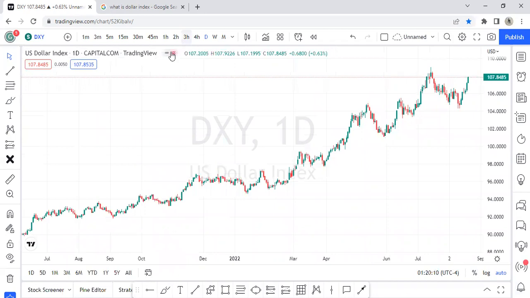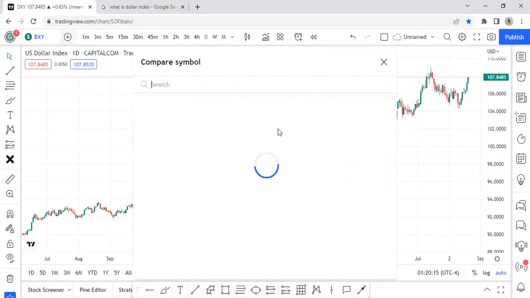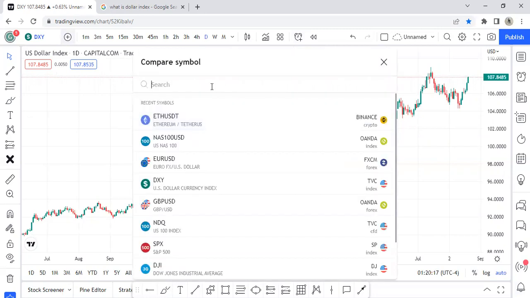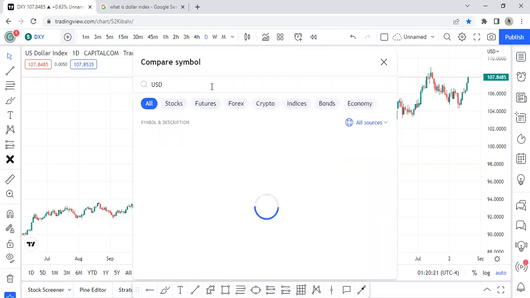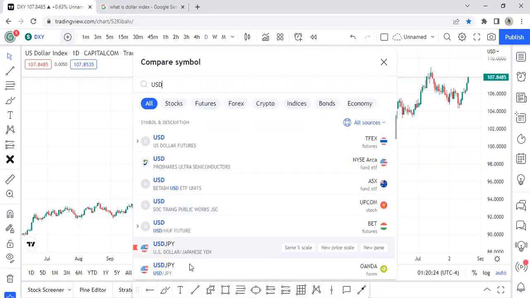So let's compare. I want to just compare something so you can believe me, right? So come to the compare button. Let's compare this with USD JPY, right? So let us see if what I'm saying is true, right? Let us see if I'm actually bullshitting you or saying the truth, right? So a new price scale, it's a new pair, right?